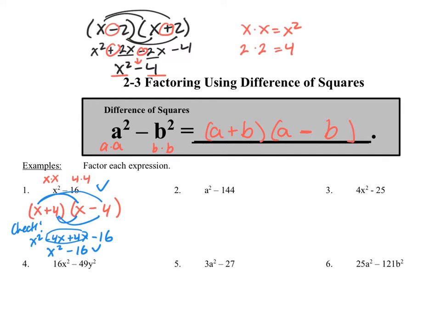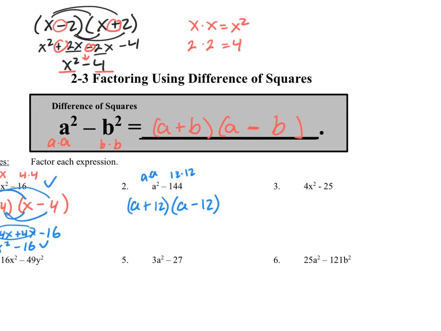Let's do a couple more of these. To get an a squared, we would have multiplied a times a. To get 144, we would have multiplied 12 times 12. So now we want to break it up into our two binomials. We would have an a in the first place, 12 for the second term, one positive, one negative, so that we would get our middle terms to cancel out.